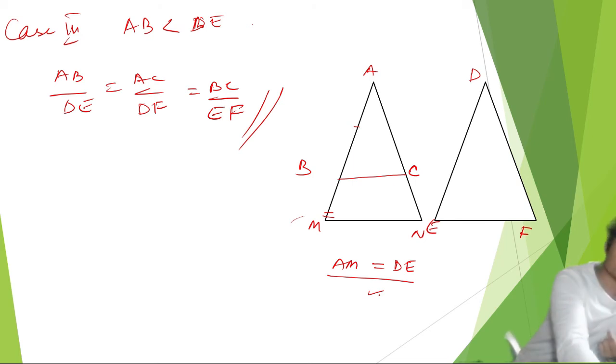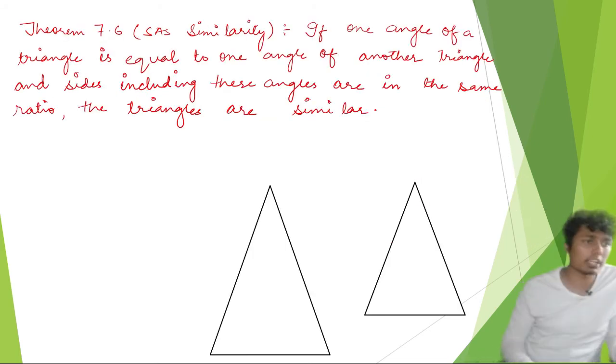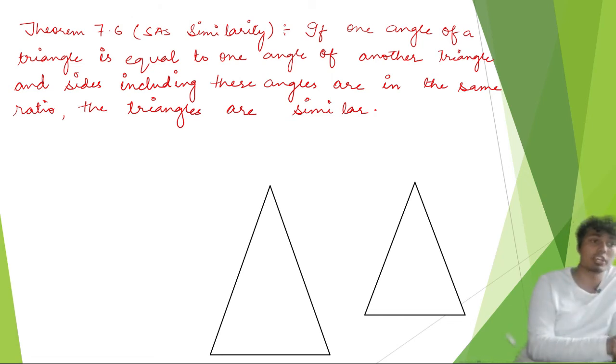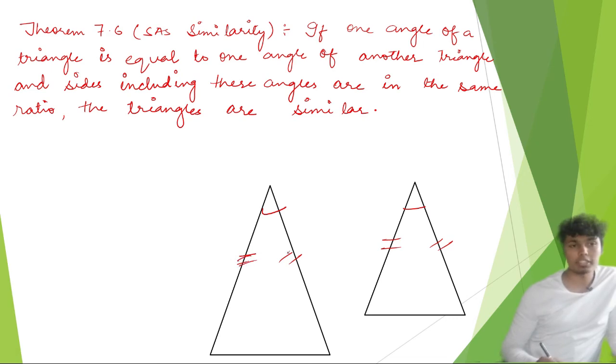So it is theorem number 7.6, I think so. I've written the statement here. SAS similarity: if one angle of a triangle is equal to one angle of another triangle and the sides including this angle are in the same ratio, the triangles are similar. Suppose these 2 angles are equal, and the sides including these angles are in the same ratio. Then the triangles are similar. These 2 sides must be in the same ratio.